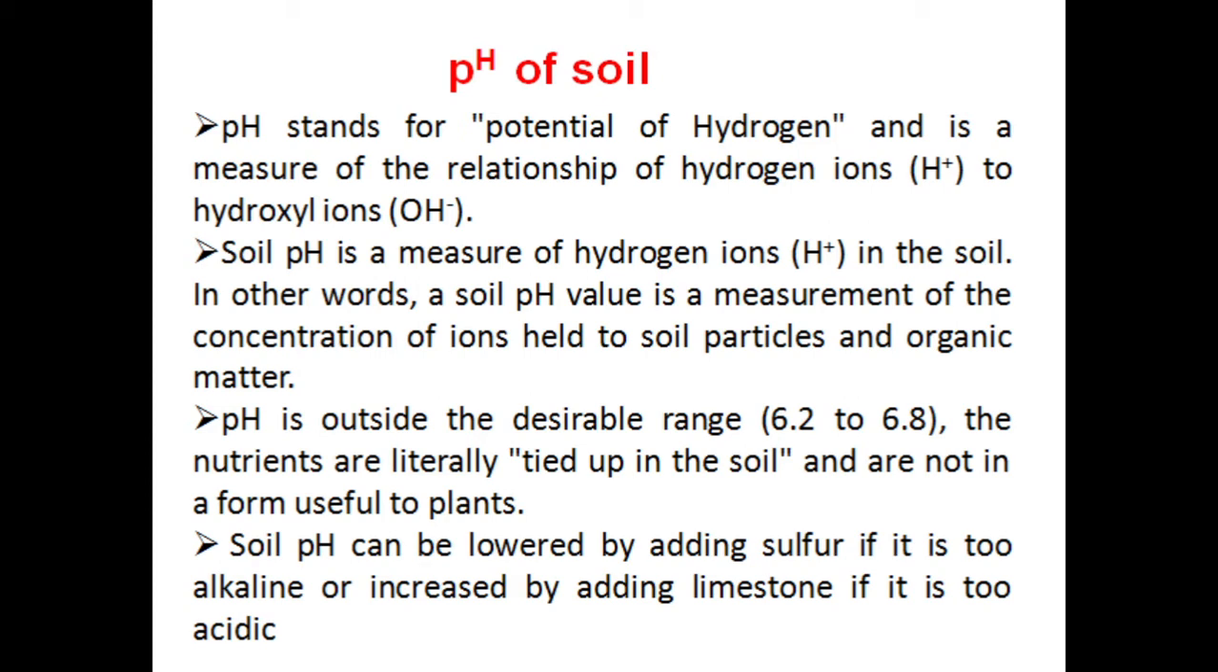Now we'll see what happens if there is any change in pH. If the pH is low, it can be increased by adding limestone. Limestone is alkaline, so adding it raises the pH. If the pH is high, it can be decreased by adding sulfur. If the soil is acidic, its acidic nature can be decreased by adding limestone, and if the soil is more alkaline, it can be made slightly acidic by adding sulfur. So the pH can be altered by adding either sulfur or limestone to the soil.